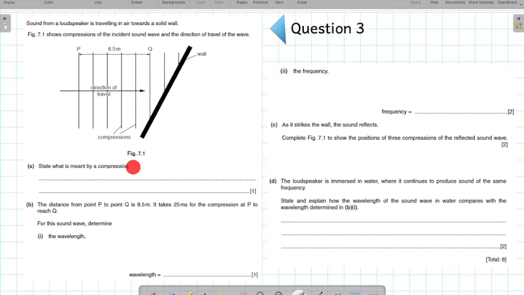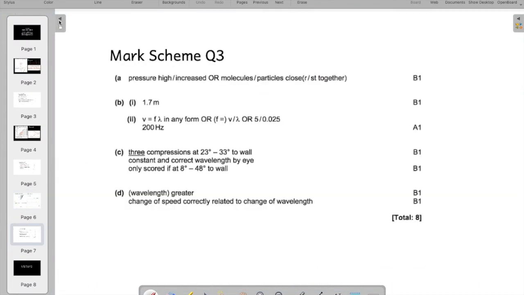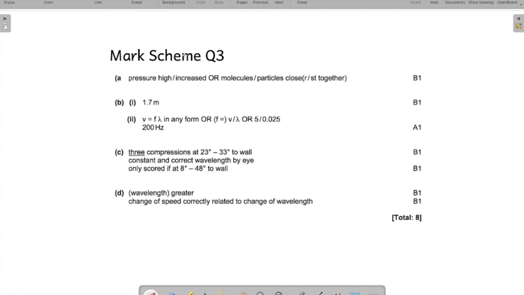What is meant by compression? Simple and straightforward. They are regions where the molecules are close together. This is also discussed when we were talking about transverse and longitudinal waves. The theory is done in transverse and longitudinal waves. The question is very common: how do you define compression? High pressure area, or increased molecules or particles close together. High pressure, increased pressure, or molecules close together, high density. All right.